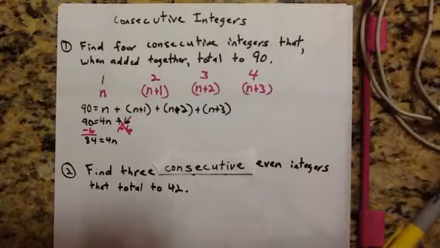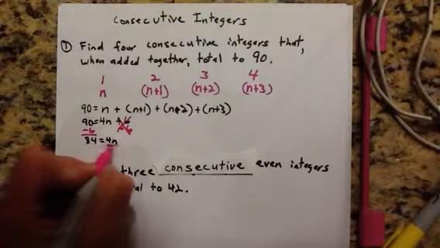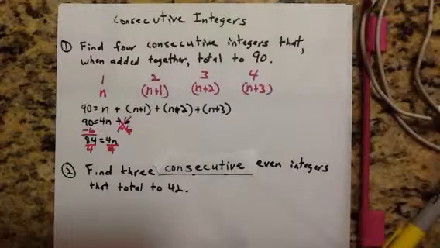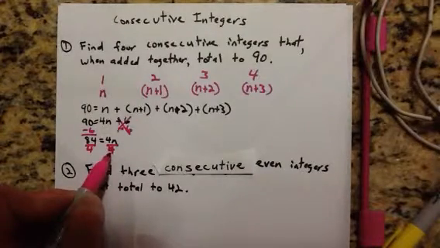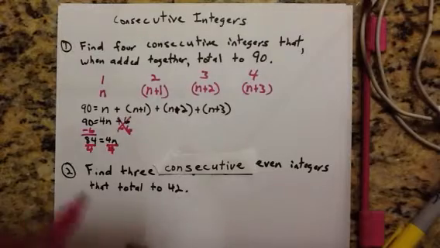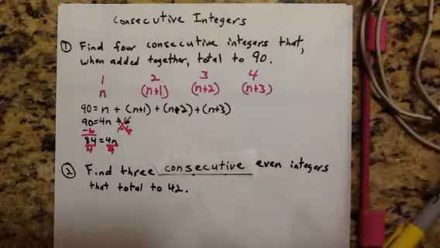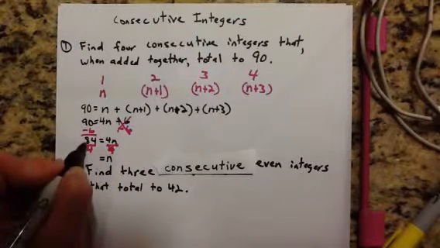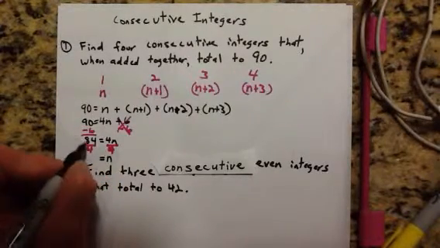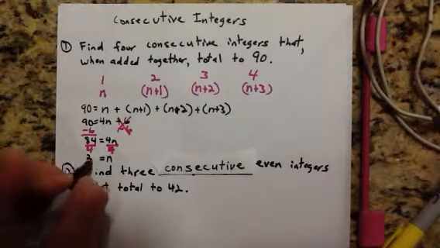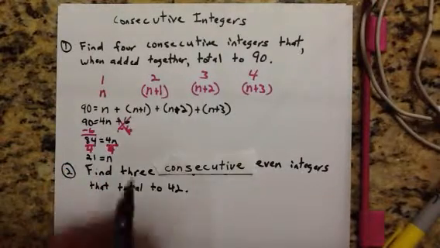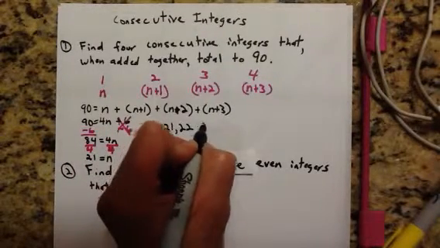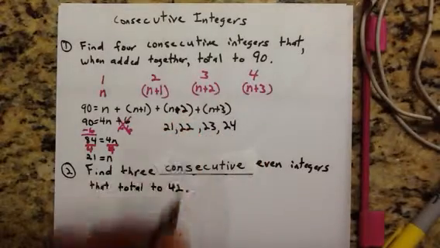Our next operation, this is 4 times n. The opposite is divide by 4. Divide by 4. I made a little mistake there, but since it's my third take, I'm not redoing it. 4 divided by 4 becomes 1. 1 times n leaves n alone. And 4 goes into 84. Well, 4 goes into 8 2 times. 4 goes into 4 1 time. So n is 21. So our 4 numbers have to be 21, 22, 23, and 24.